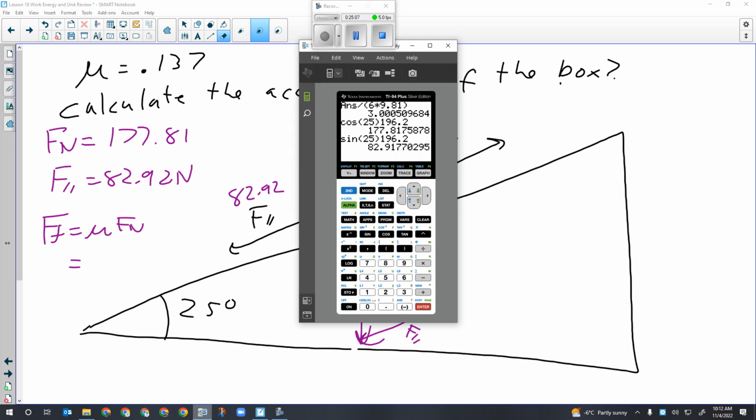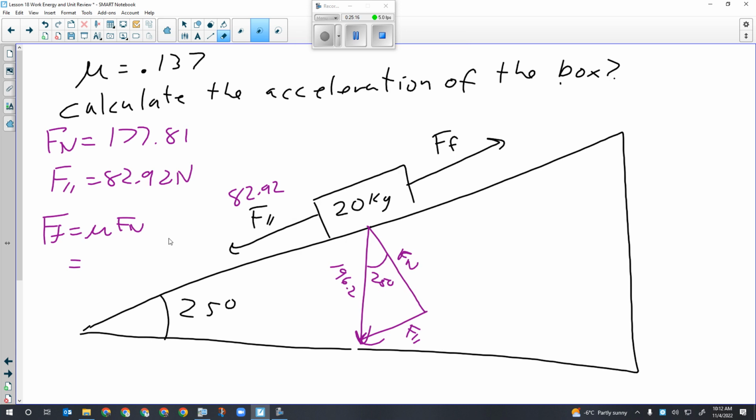So 0.137 times our normal force. We're looking at 24.36 newtons. Now what? I've got all my forces, now what? Find F net, vector sum of all forces. All right, so F net then is going to be 82.92 minus 24.36.